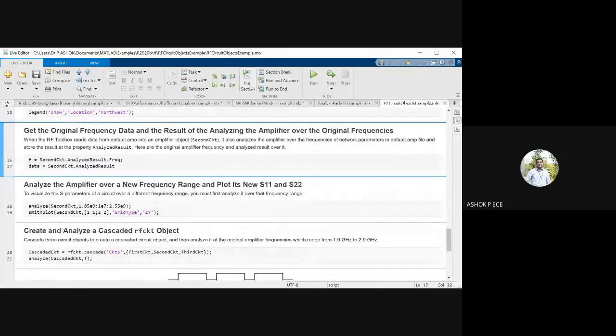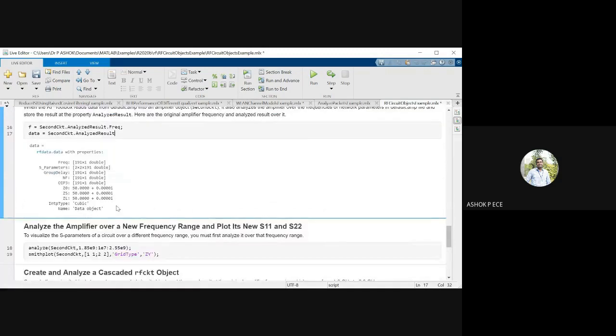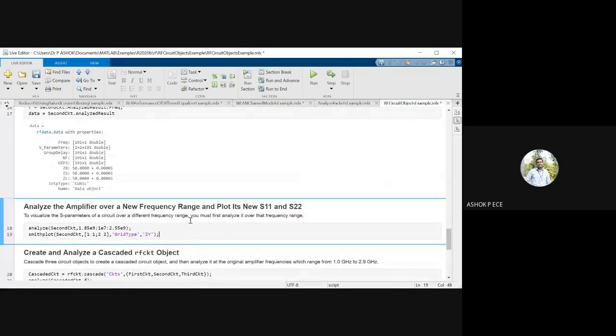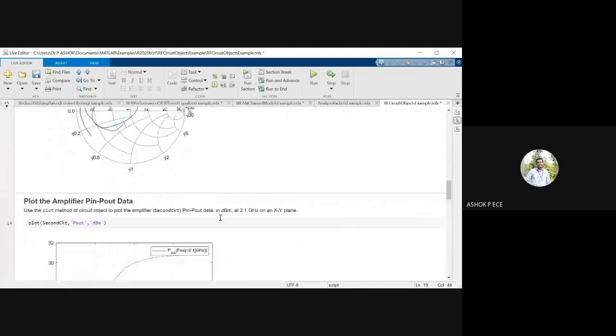Now I am analyzing the second circuit. The second circuit is again an amplifier, right? So I'm analyzing the amplifier using the frequency response, and I'm plotting the Smith chart again. Or the new Smith chart I'm going to plot. So see the difference between the old Smith chart and the new Smith chart.